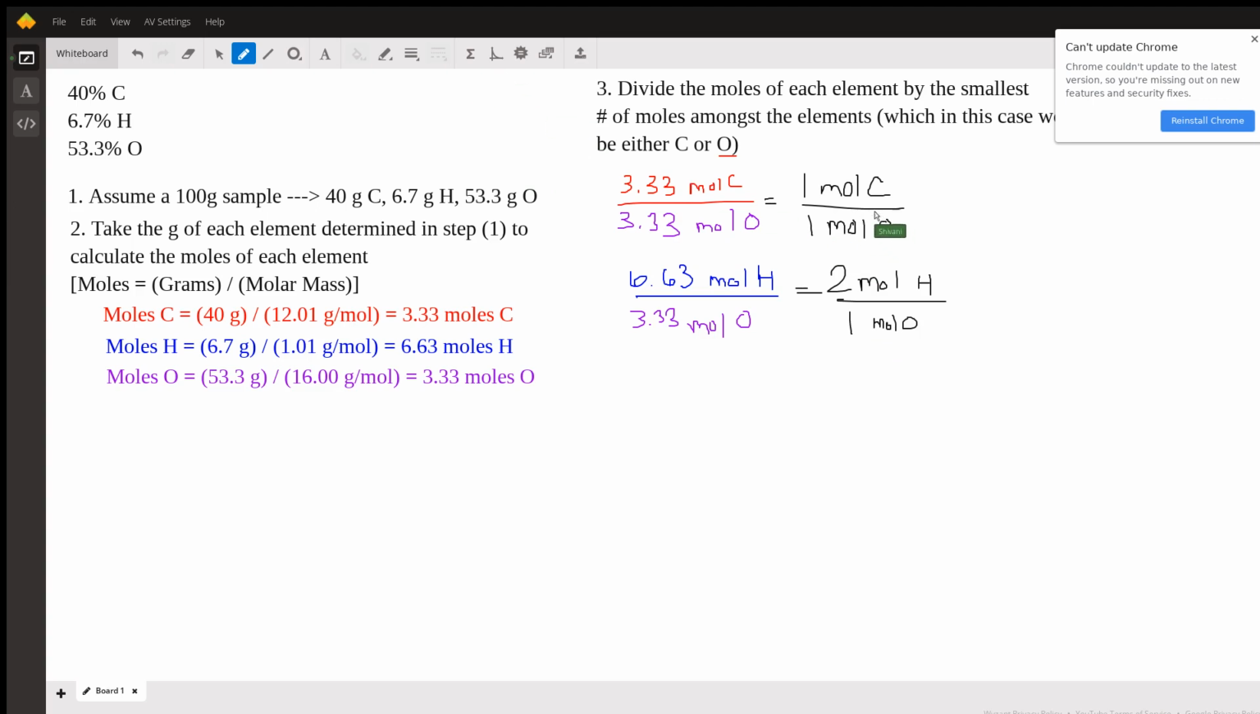So since there's 1 mole of carbon per every 1 mole of oxygen and 2 moles of hydrogen per every 1 mole oxygen, your empirical formula here would be CH2O. So this formula corresponds with our calculations here. So you have 2 moles of hydrogen for 1 mole of oxygen, 1 mole of carbon for every 1 mole of oxygen. So this would be our final answer for the empirical formula.